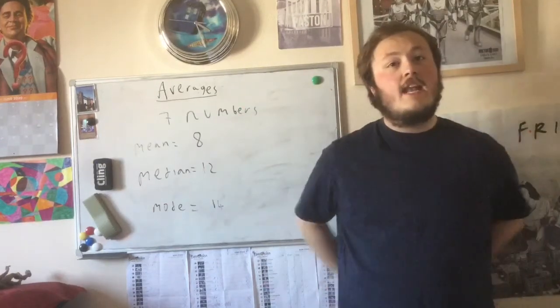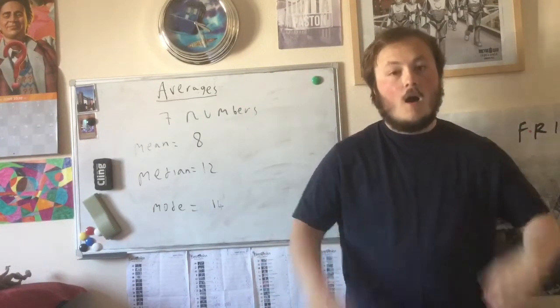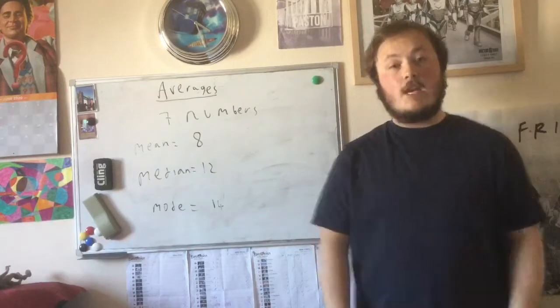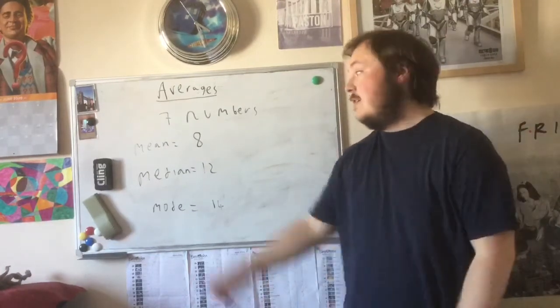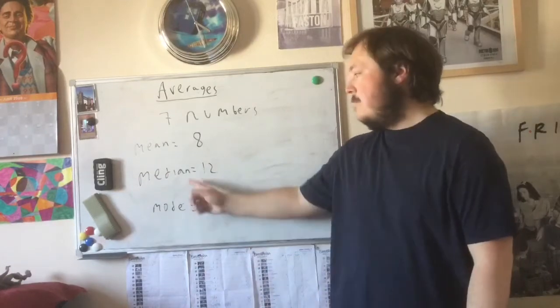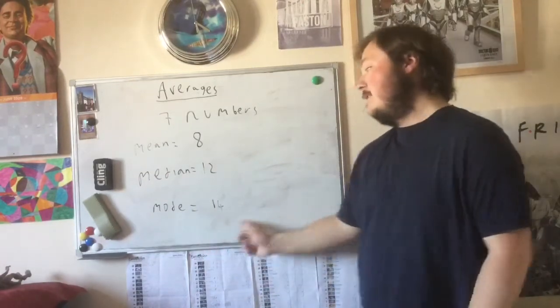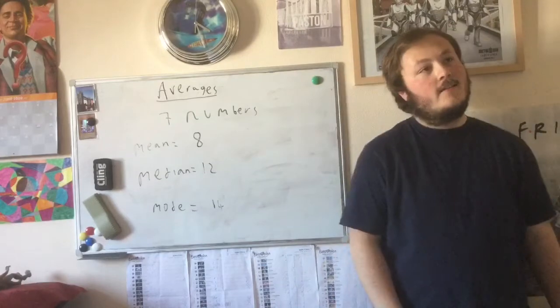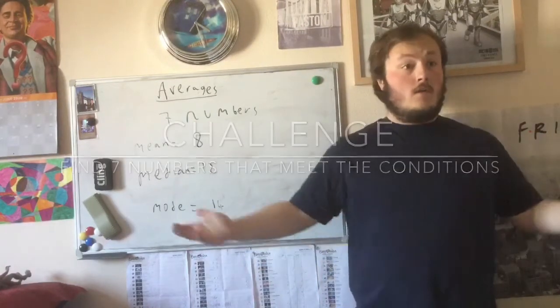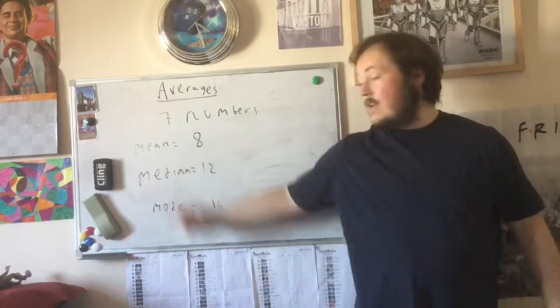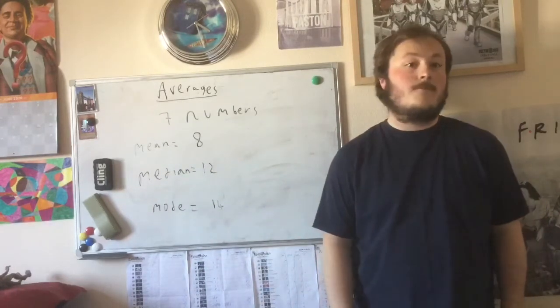So here is your challenge for today. I want you to come up with a set of 7 numbers. And with that set of 7 numbers, they have to give us a mean of 8, a median of 12, and a mode of 14. You might get a different set of numbers from what I get tomorrow, but as long as they meet these 3 conditions, I'm happy with whatever you find.